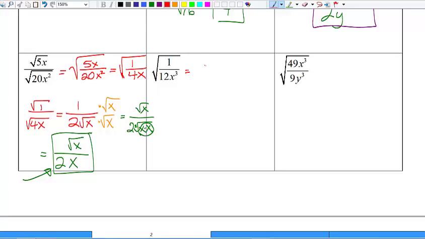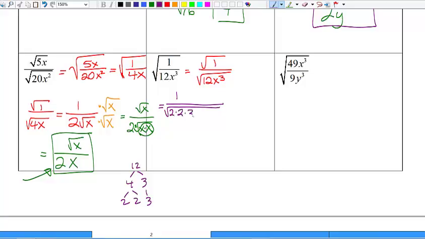On our next problem, let's break this up into 2. There's nothing that can be reduced here at all. So let's see, I have the square root of 1, which is 1. In the denominator, I have a 12x cubed. Well, 12 can be broken down. Okay, it looks like I have 2 2's, a 3, and then 3 x's.